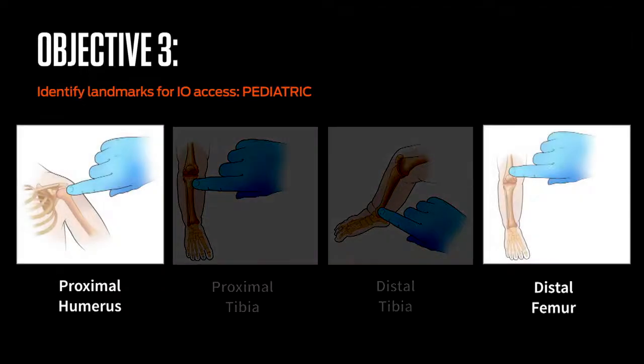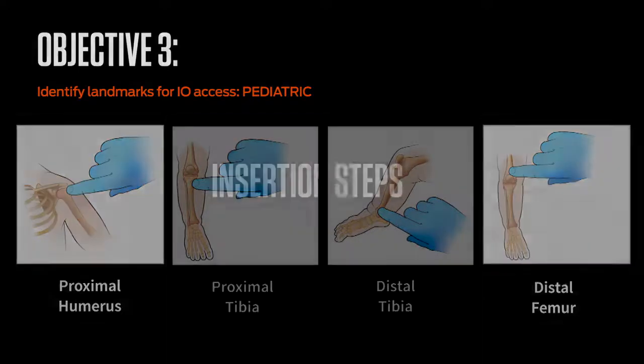This slide illustrates the pediatric distal femur and the proximal humeral sites. Note that the pediatric distal femur site is located medially, midline, 1 centimeter proximal to the patella. Note that the pediatric proximal humeral site is located laterally and approximately 1 centimeter from the adjacent joint. Now let's discuss each insertion step in detail.